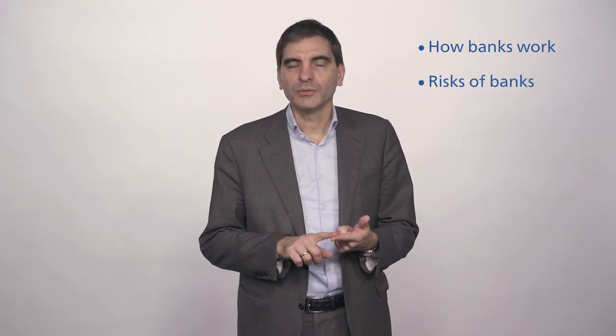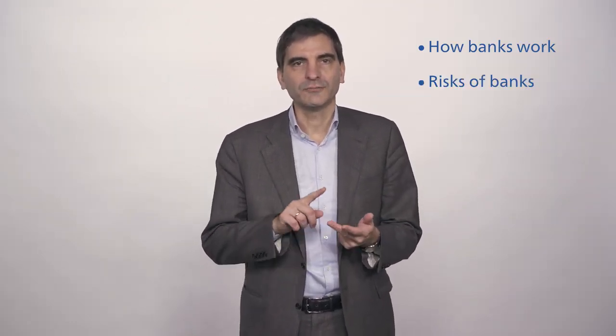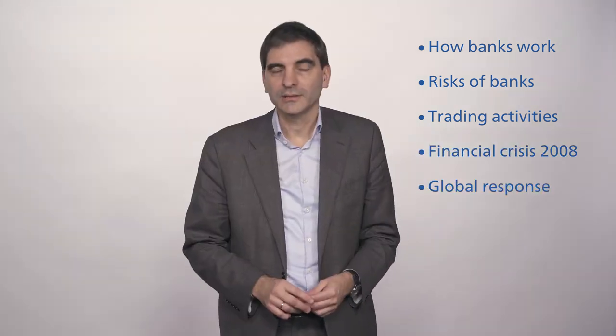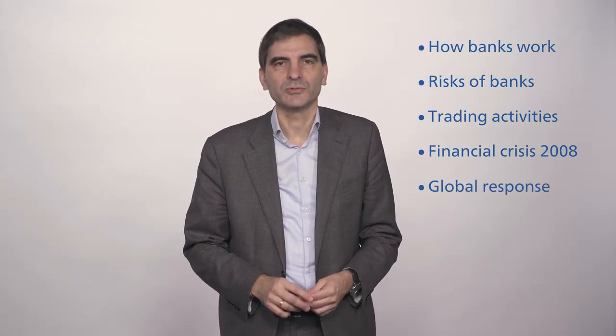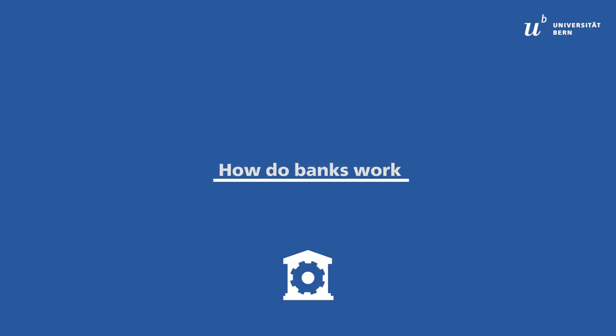To understand a financial crisis, you have to first understand how a bank works. Then you have to know about the specific risks of a bank. And finally, it's important to know about how banks trade with each other. With this, we can understand the emergence of the financial crisis of 2008, and we can understand the economic response to this crisis. How do banks work?